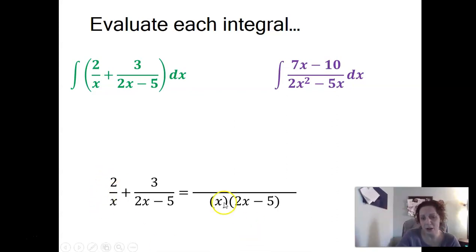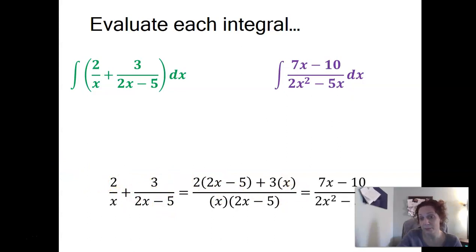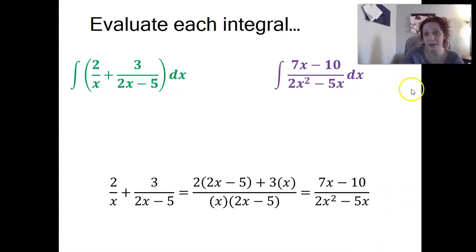So if you do that, you take a common denominator, right? You put them together to make a common denominator, and then we rewrite our numerator. So we get 2 times 2x minus 5, and we get 3 times x. If you simplify that out, you get 7x minus 10 on the top, and you have your old denominator. So even though these look really different, and we just said, oh, this one we can do no problem, this one, yeah, not so much, okay?